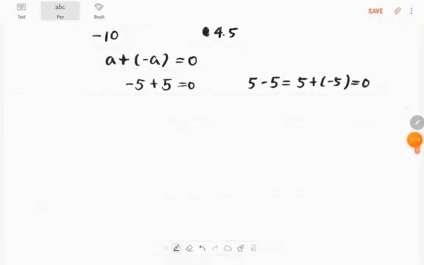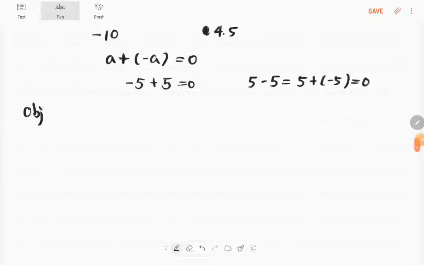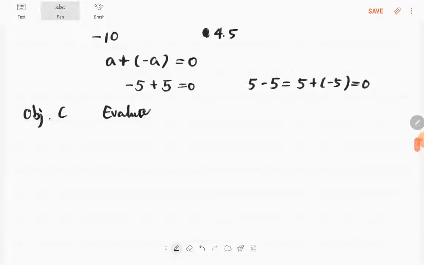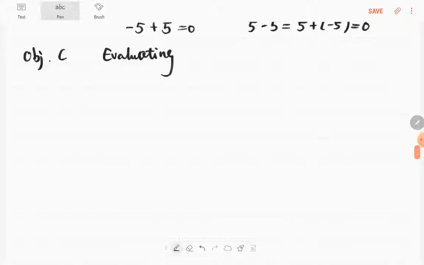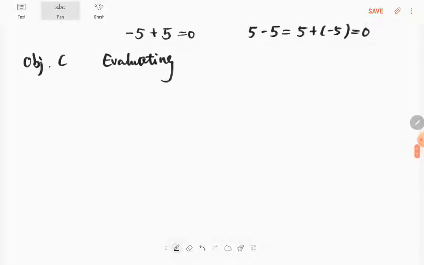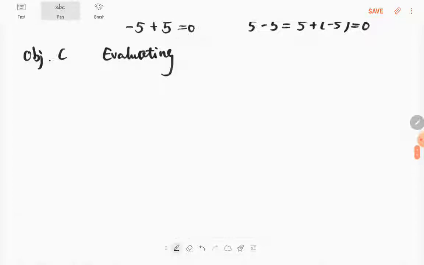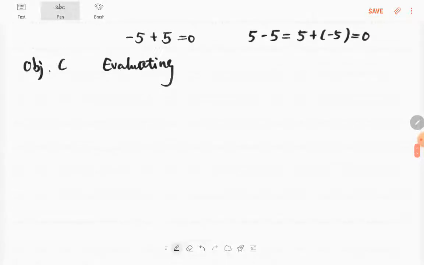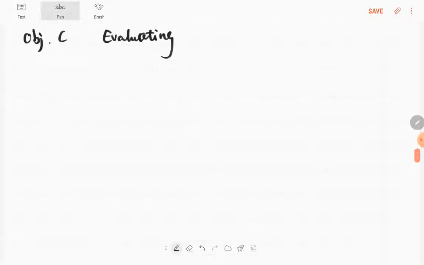So next one will be objective C. It is still about evaluating the expression. So this is just the same as the last section, 1.3. But this time maybe we have more than one variable. So let's just check the example together.